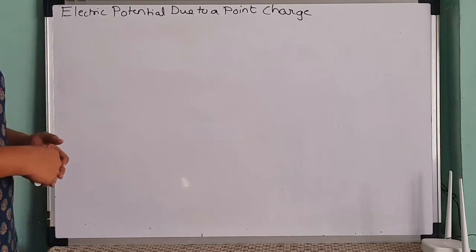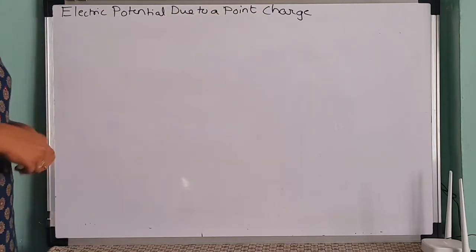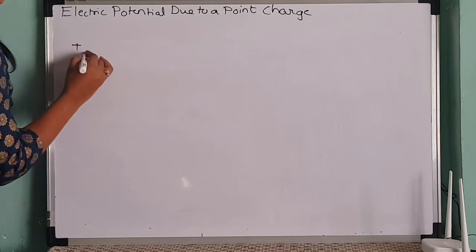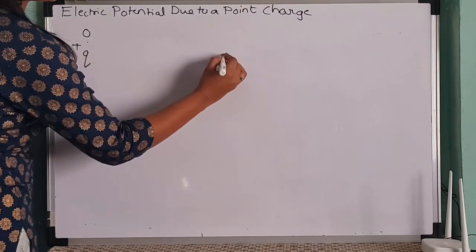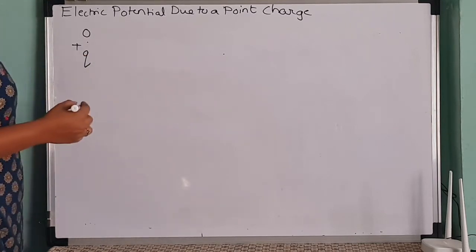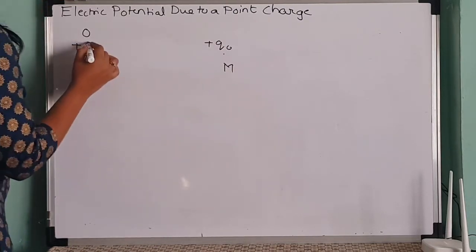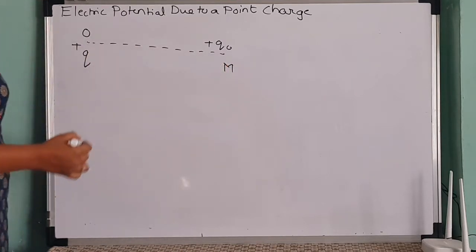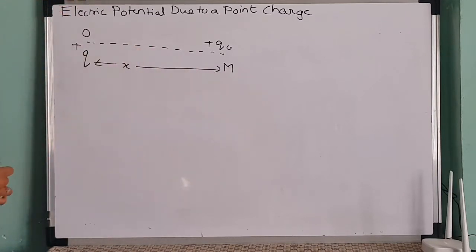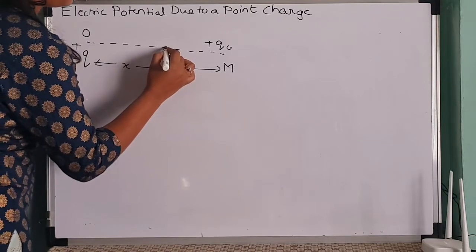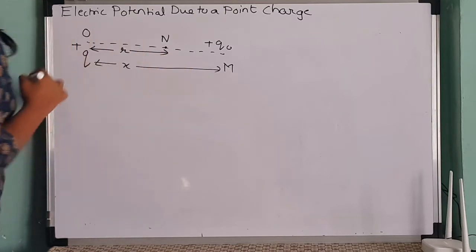Now, let us derive today an expression for electric potential due to a point charge. For that, we will take a source charge plus Q which is situated at point O. Suppose there is another charge in the same medium which I take as a test charge plus Q naught, situated at point M. The distance between Q and Q naught is X. Suppose I take another point N which is situated from point O at a distance of R.